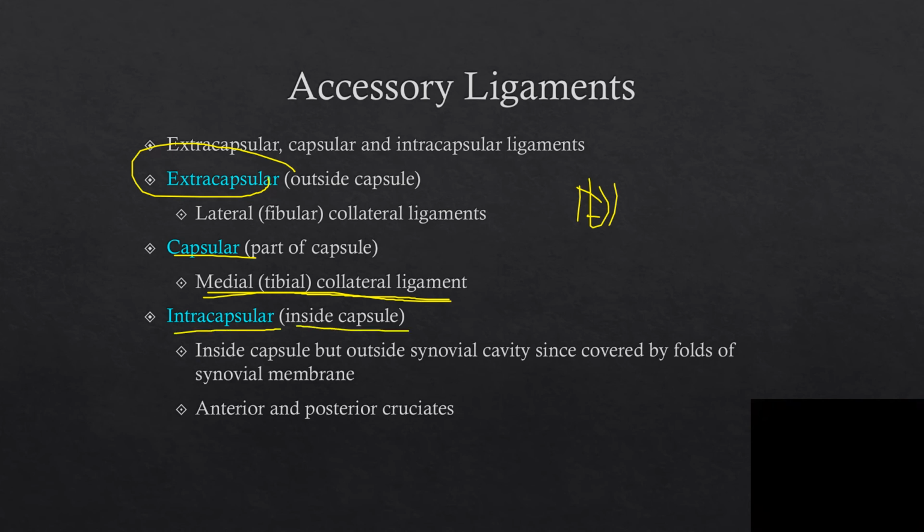Intracapsular is inside the capsule. It's sort of like a little misnomer, because what happens is synovial membrane covers that intracapsular ligament. And we talk about the anterior and the posterior cruciates. Cruciate means cross, and these are little cross ligaments that are inside.